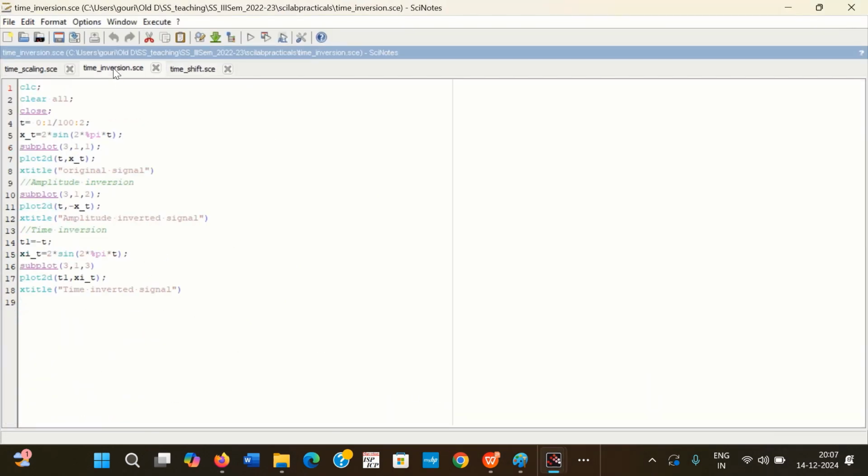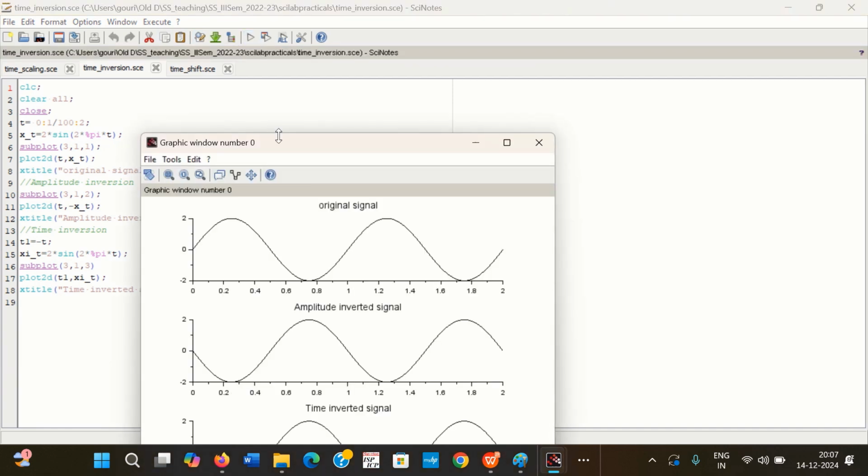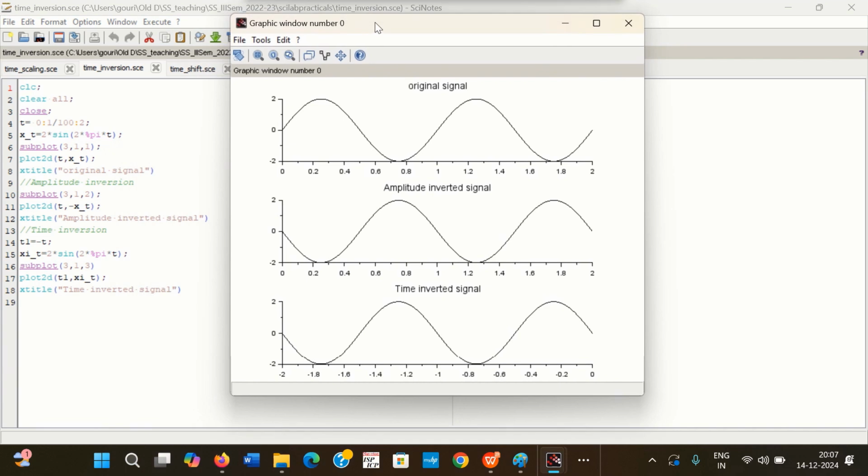The last operation performed on the signal is the inversion operation. So again we will run this code for the inversion operation. This is the output. The original signal is as it is. Now, in the amplitude inverted signal, you can see that the signal is clearly the mirror image, or inverted, of the original signal.